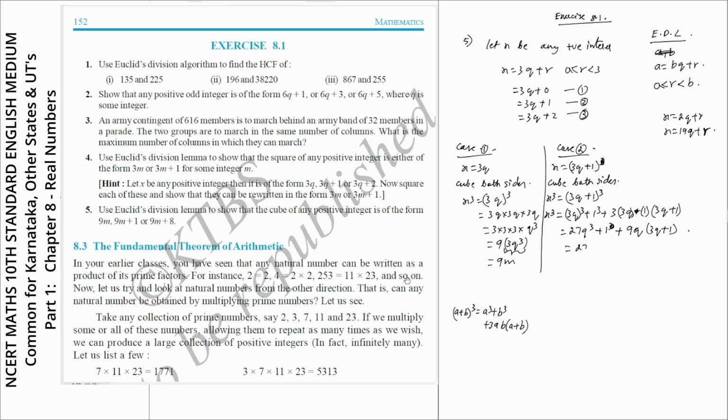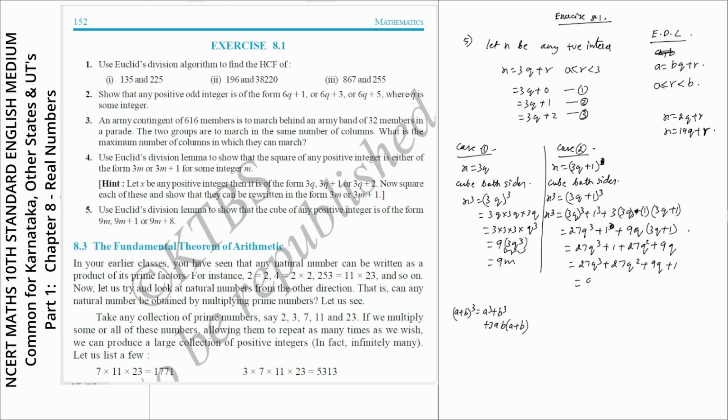So here 27q cube plus 1. So I'll expand this one, plus 9q into 3q. 9 3s are 27q square, plus 9q into 1 is 9q only. Now this is equal to, now I will rearrange everything: 27q cube plus 27q square plus 9q plus 1. I am taking 1 at the end.